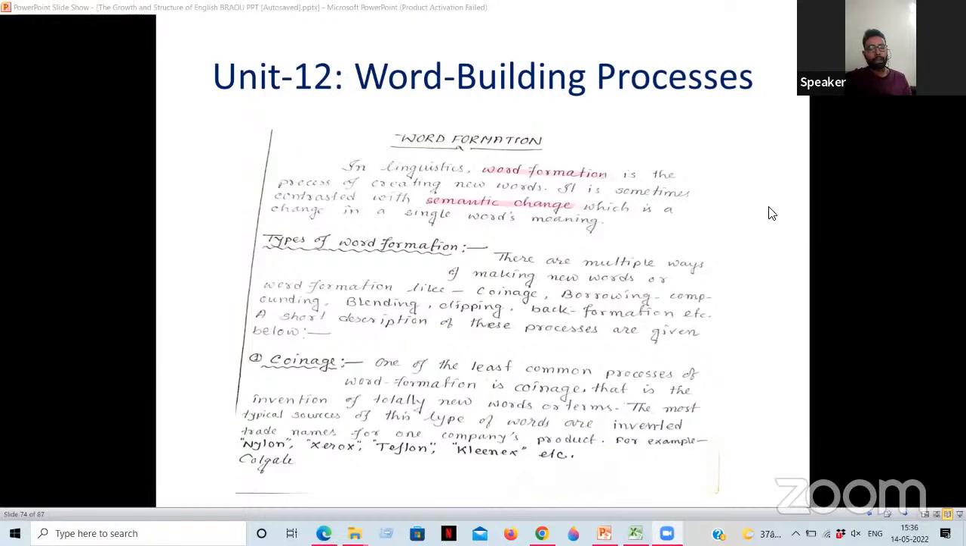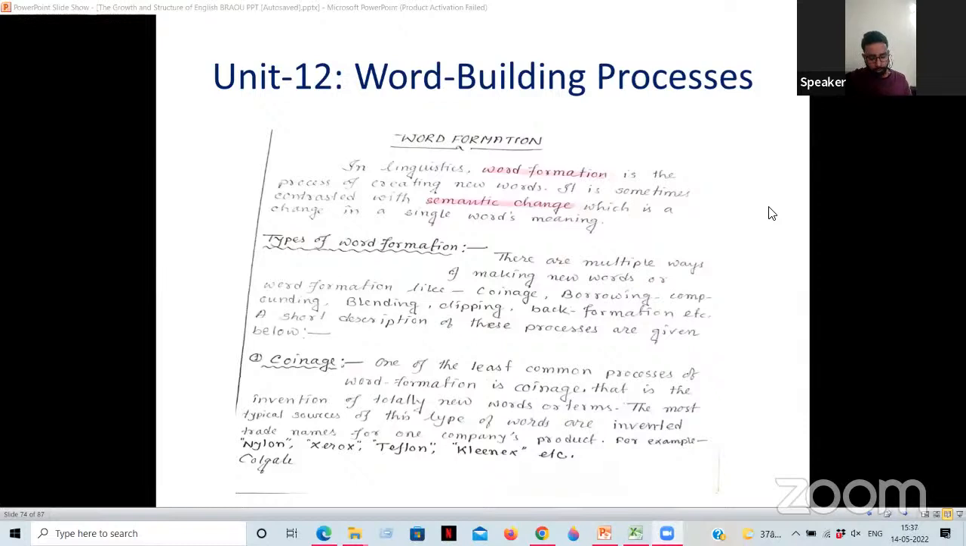Now, when you have a change of meaning using derivations, that is also called word formation. There are several types of word formation. There are multiple ways of making new words, like coinage, and borrowing is one of them. We have talked about borrowing, because most of the words have been directly borrowed from the French, Greek, Latin, and Scandinavian languages. So borrowing is one of them.